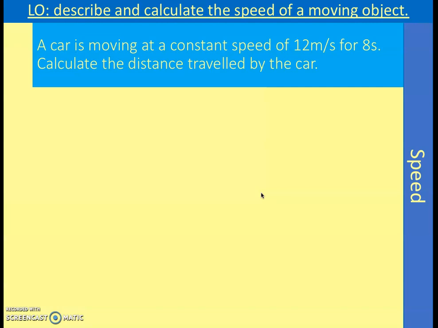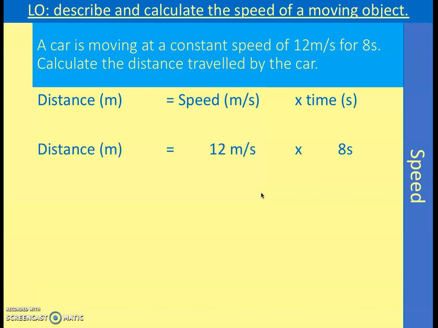A car is moving at a constant speed of 12 meters per second for 8 seconds. Calculate the distance travelled by the car. So I've rearranged my equation already. Distance is equal to speed by time. So I put in my units. So 12 meters per second is going to go in for my speed and 8 seconds for my time. I pop that into my calculator and my distance is equal to 96 meters.